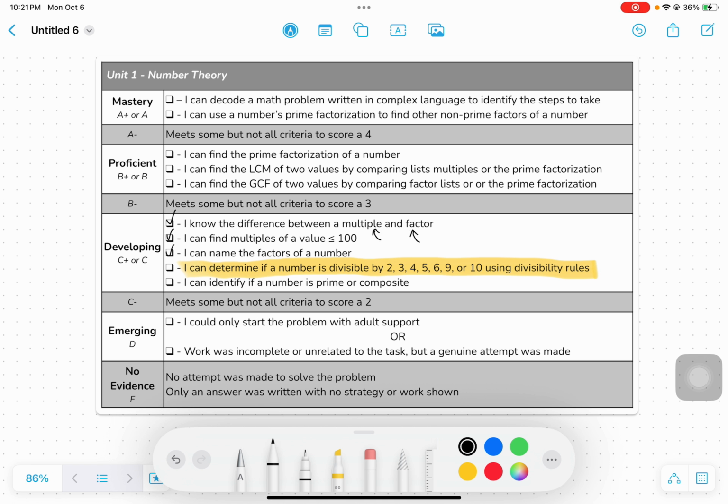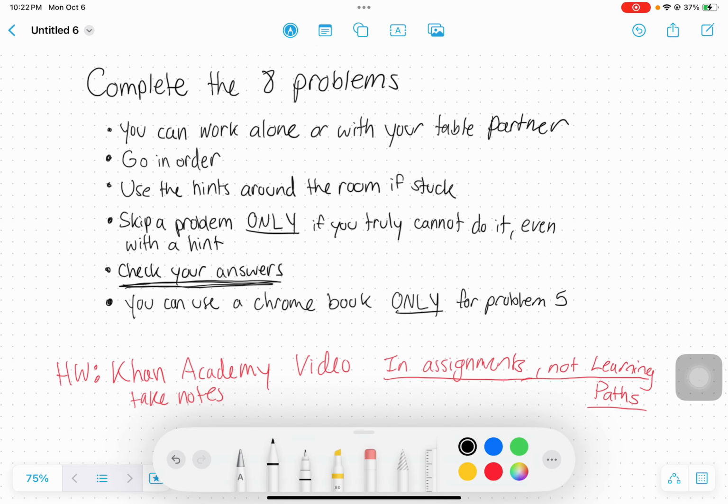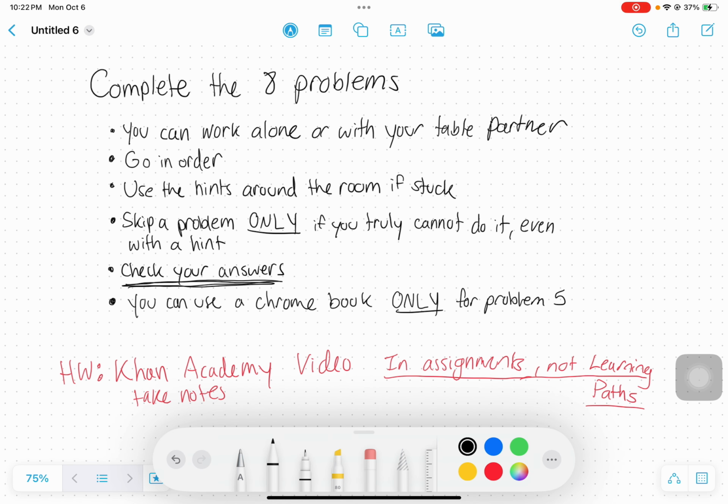Today, we're going to continue to work on divisibility rules for 2, 3, 4, 5, 6, 9, and 10. Specifically, you're going to dive deeper into why they work. We know the rules, they're in our notebooks, but we're going to dive deeper on how they work. All right. So today in class, there's going to be 8 problems on your desk.